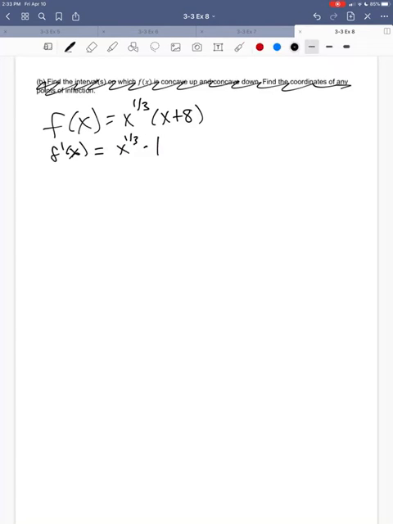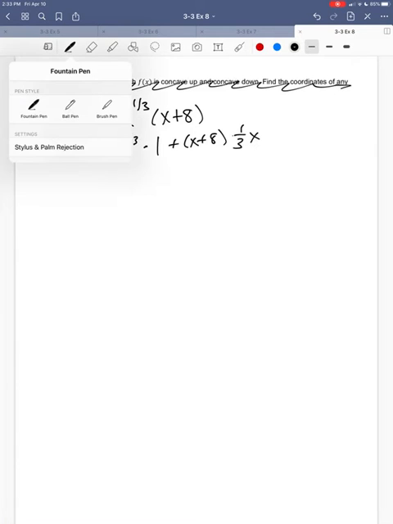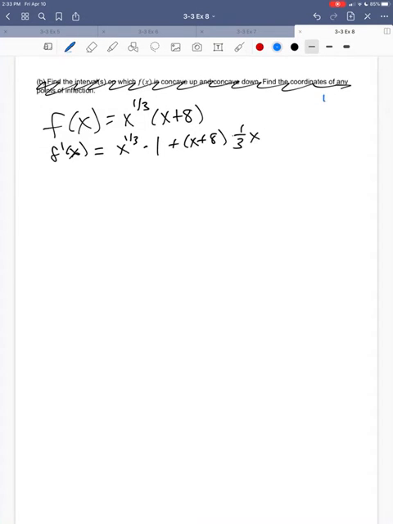Then I have to do plus second times the derivative of the first. So second, x plus 8. The derivative of the first, I bring the 1/3 down. And now I have to subtract 1 from that exponent. So I have to do 1/3 minus 1. That would be 1/3 minus 3/3. So that would be negative 2/3.